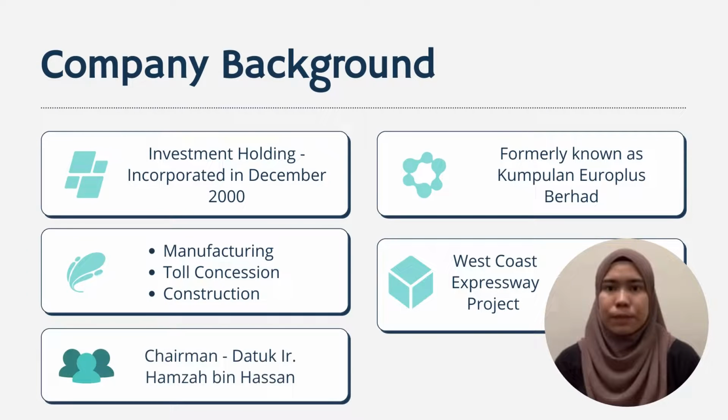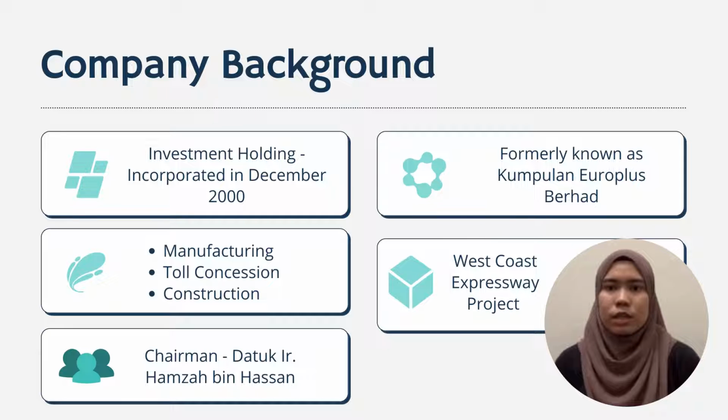Moving on to the next part, which is the background of the company. WCE Holdings Berhad is an investment holding company that was incorporated in December 2000 and listed on 17 November 2003. It is based in Shah Alam, Malaysia. Before this, WCE Holdings Berhad was known as Kumpulan Europlus Berhad, and the name of the company was changed in September 2016. The segments of the company include manufacturing, toll concession, construction, and others.